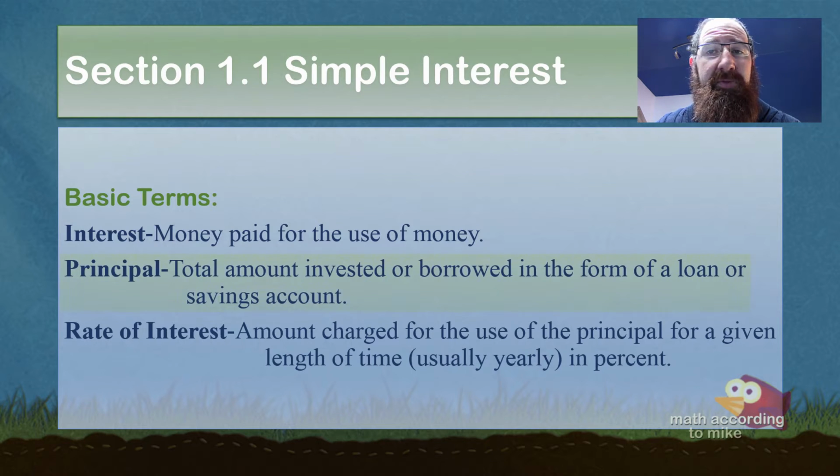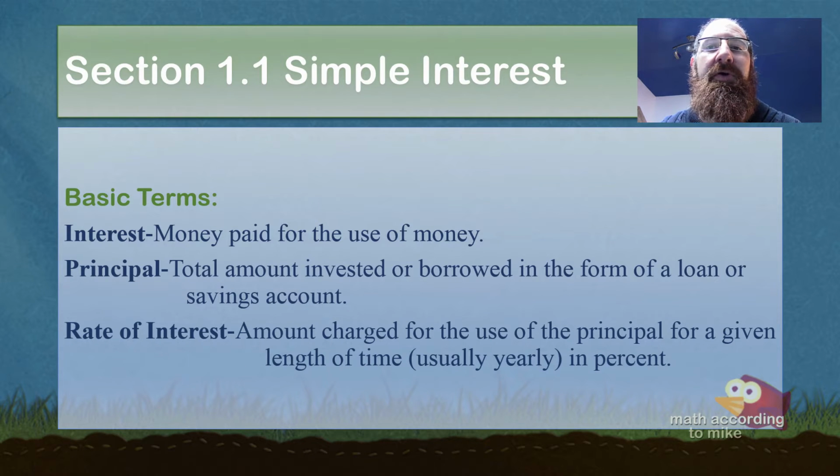Next up is principal. As it says there, total amount invested or borrowed in the form of a loan or a savings account. Basically, it's the amount that you're starting with. Later on, it'll have a different name, but for right now, we'll stick with the word principal. And last up is the rate of interest, which is fancy talk for interest rate. That is the amount charged for the use of the principal for a given length of time, which is usually yearly, written as a percent.